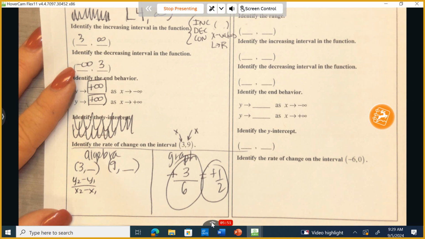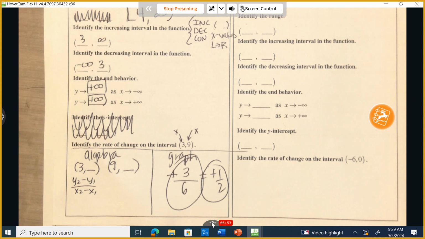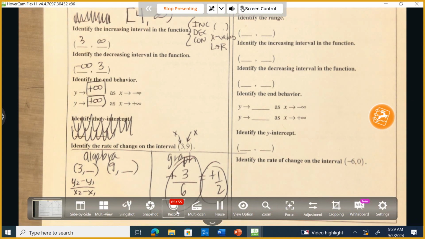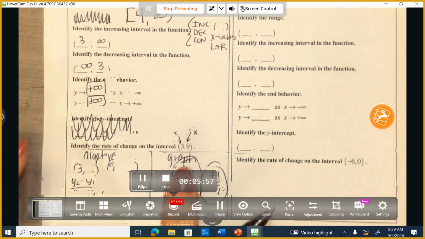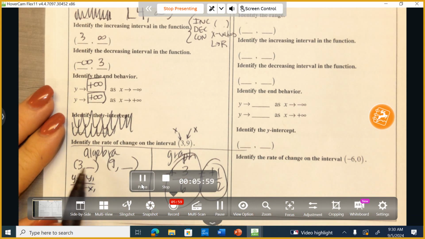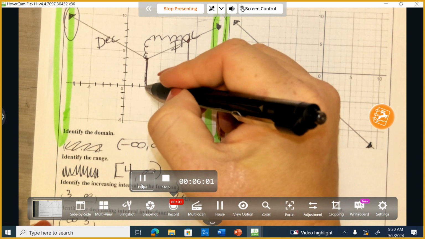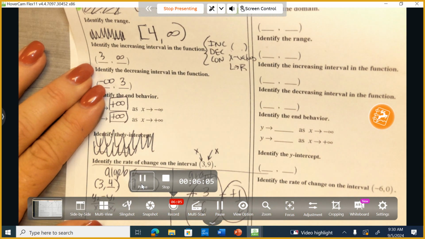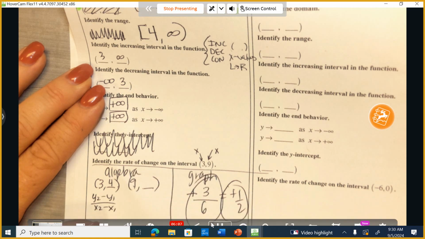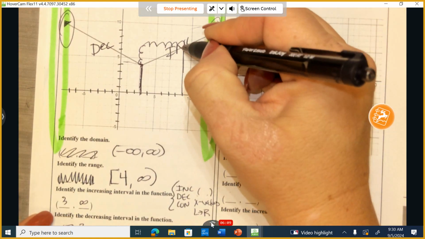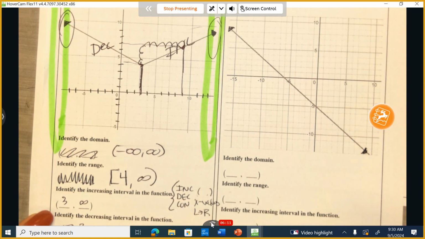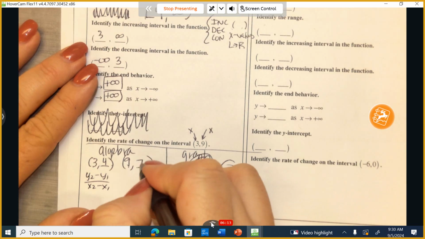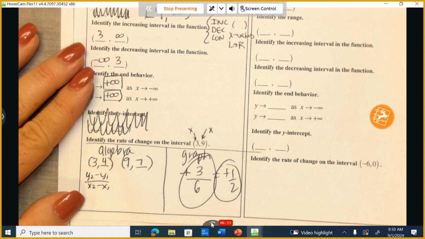Another method is the algebraic method you learned. When you're given the 3 and 9, 3 goes to some y value. Here we go, 3 goes to 4, so I put a 4 here. And 9, oh, so sorry, 9 belongs with 7. And 9 goes with 7. So what am I doing right now? I'm showing an alternative way to get the same answer.